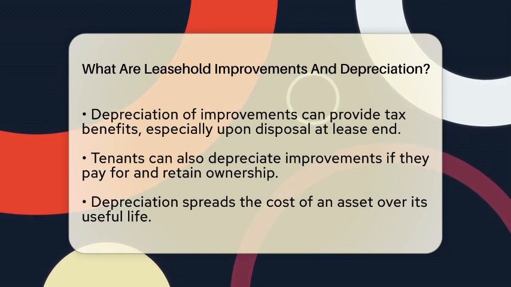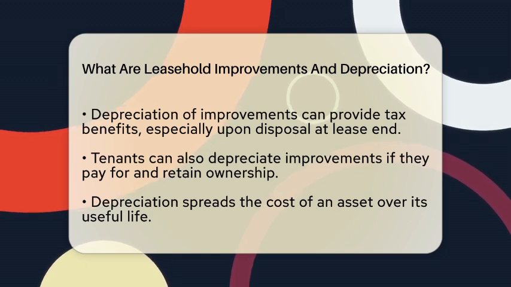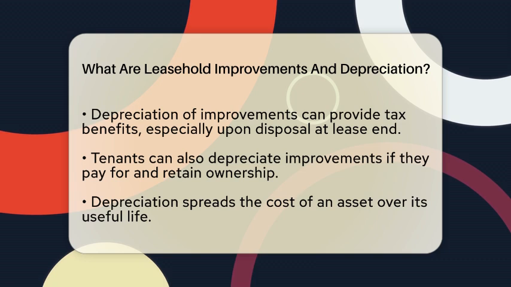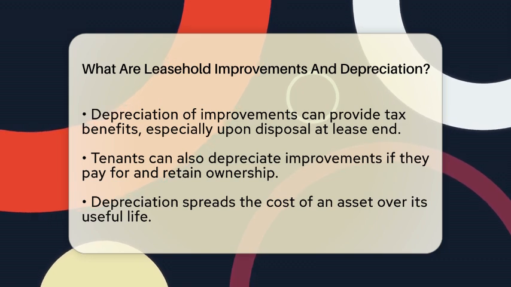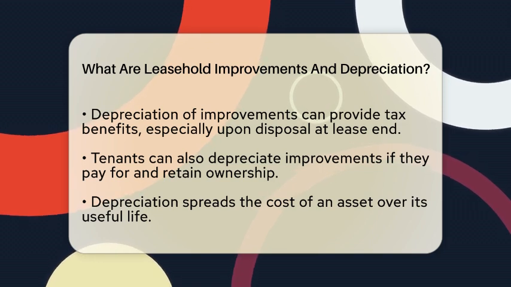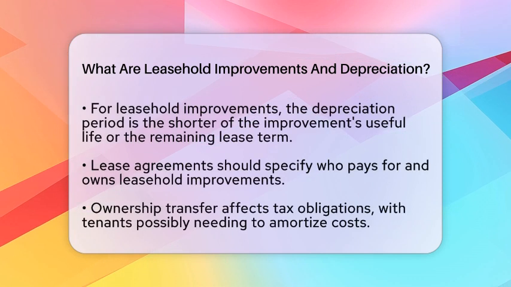Now, let's break down depreciation itself. Depreciation is a method used to spread the cost of an asset over its useful life. For leasehold improvements, the depreciation period is typically the shorter of the useful life of the improvements or the remaining lease term. This means that the costs are spread out as an expense during the time the improvements are in use.